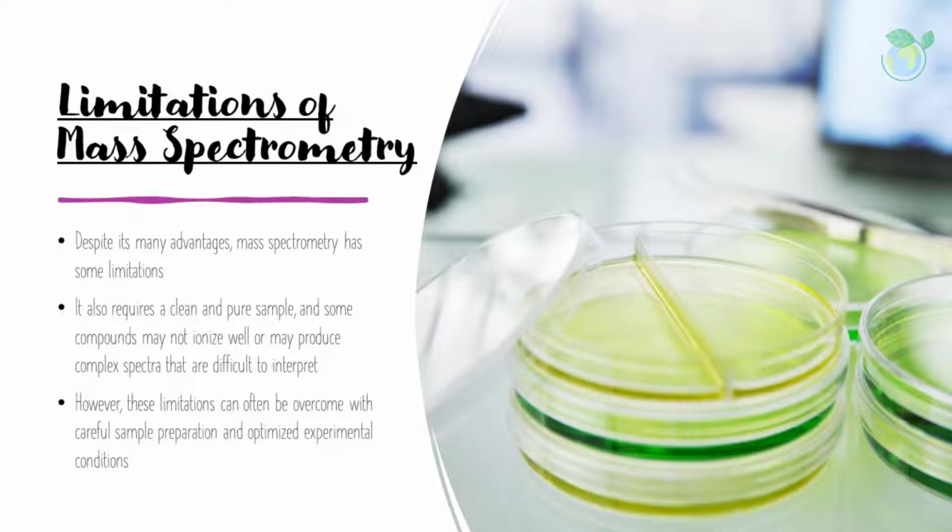Limitations of mass spectrometry. Despite its many advantages, mass spectrometry has some limitations. For example, it requires a high level of technical expertise and can be expensive to operate. It also requires a clean and pure sample, and some compounds may not ionize well or may produce complex spectra that are difficult to interpret. However, these limitations can often be overcome with careful sample preparation and optimized experimental conditions.